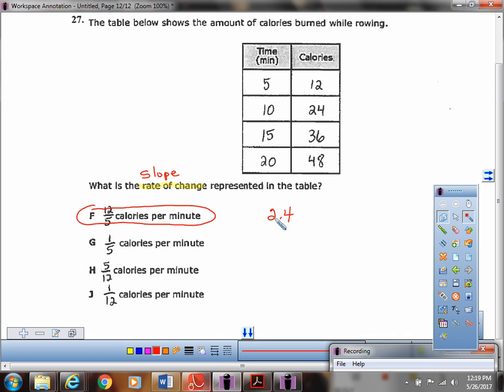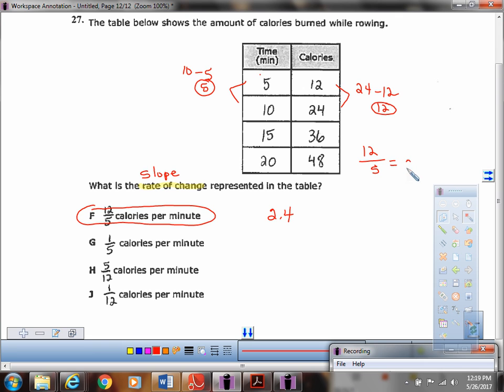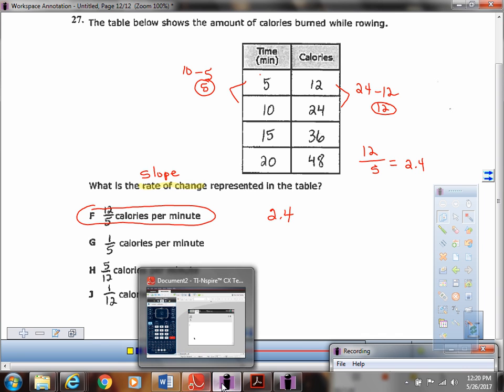Alright, any questions? Now, you could have subtracted. I don't know if some of you remembered this, but rate of change from a table is very simple. You just need to subtract the two numbers. You would do 24 minus 12, which is 12, right? That's your rise. And then 10 minus 5, which is 5. And that's your run. That goes on the bottom. So there's your 12 divided by 5, which would equal 2.4 as a decimal. So there are other ways you can do this, if you don't want to use this spreadsheet.